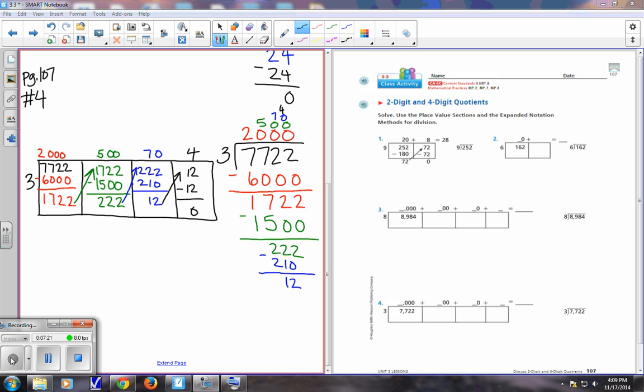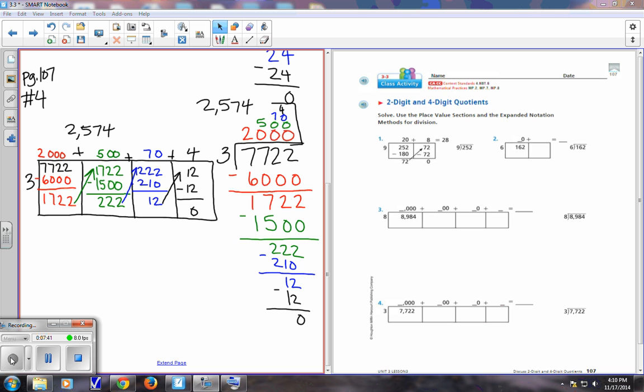Same thing here. So in my expanded notation, I do 2,574. With my place value sections, 2,574. Hopefully, you are able to organize your numbers and divide a lot smoother with these 2 strategies.